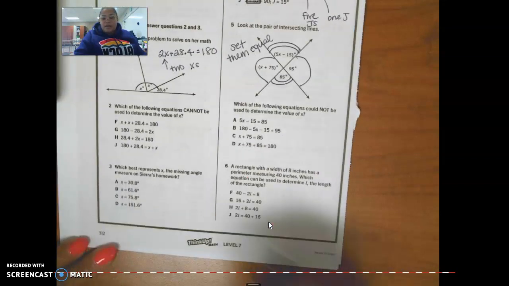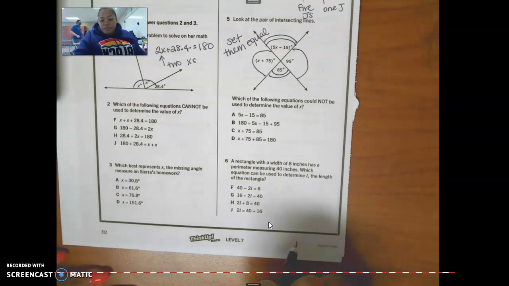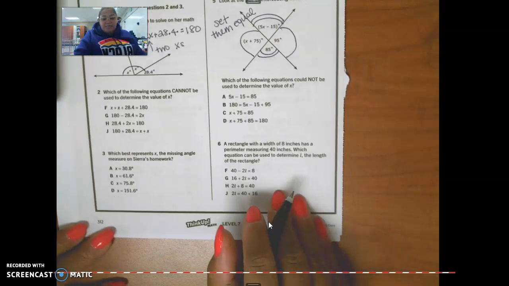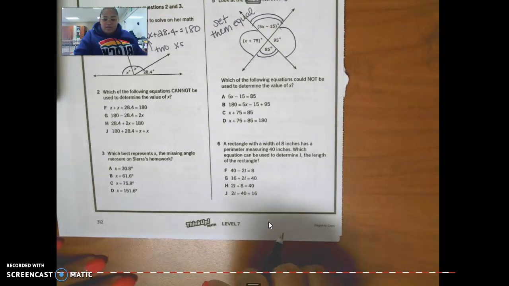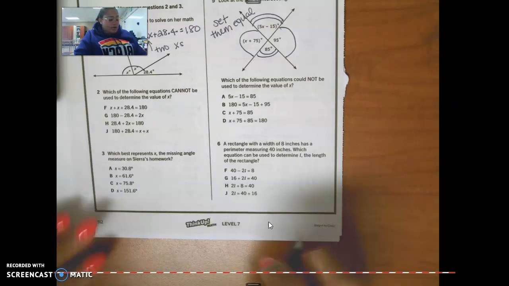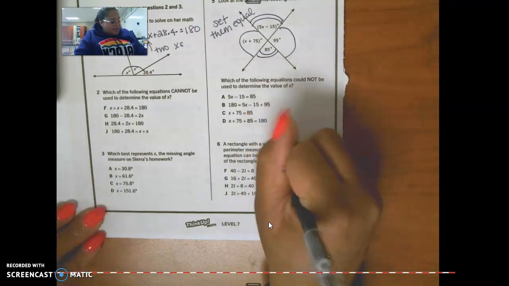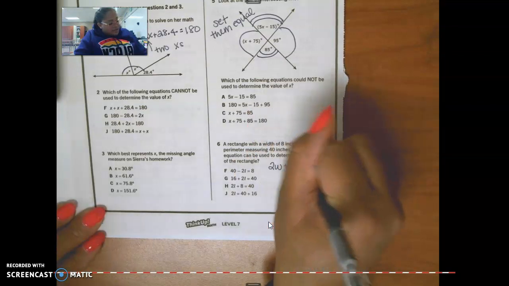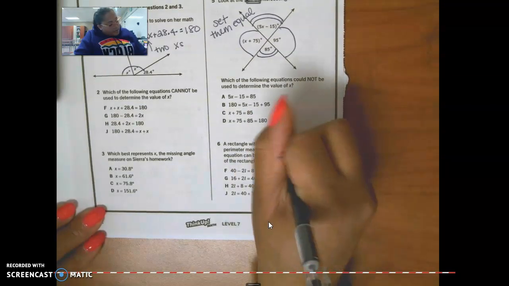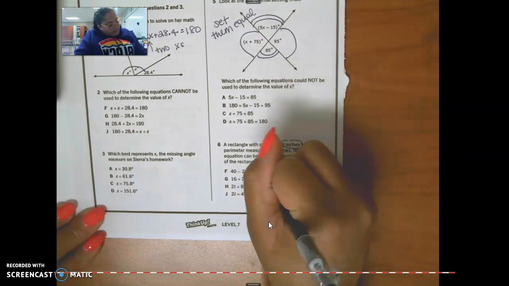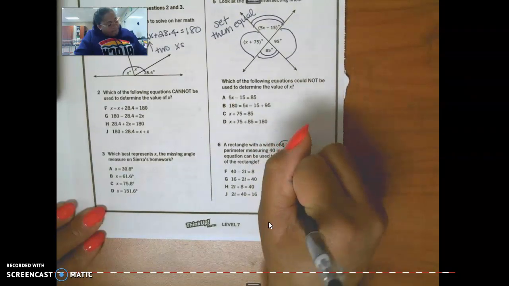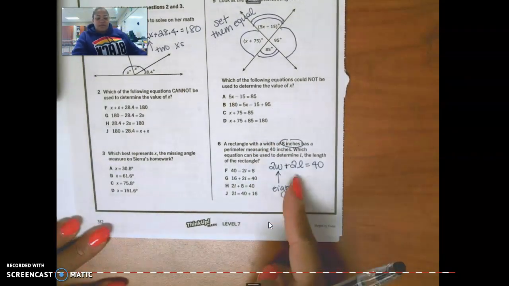Number 6. A rectangle with a width of 8 inches has a perimeter measuring 40 inches. Which equation can be used to determine L, the length of the rectangle? Remember, I need 2 widths and 2 lengths to equal 40. The width is 8. So which one of these equations matches what I wrote here?